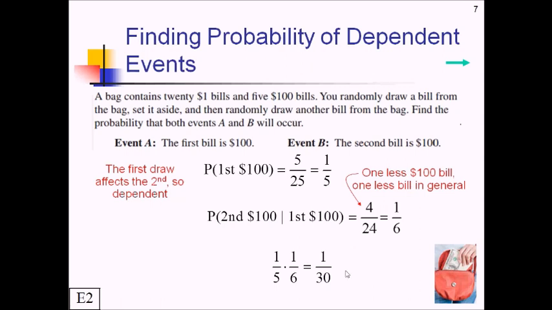Now, in general, just a tip here, it's a good idea to reduce as soon as you can, just because you are going to be multiplying fractions together. So this makes it so you don't have to reduce as much later on.